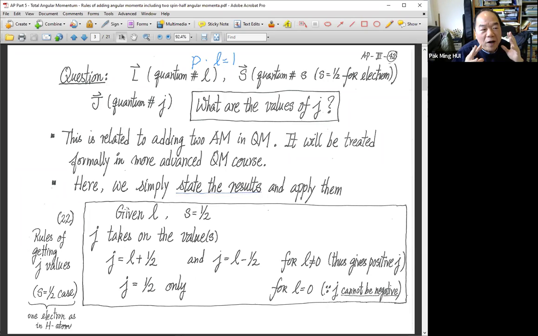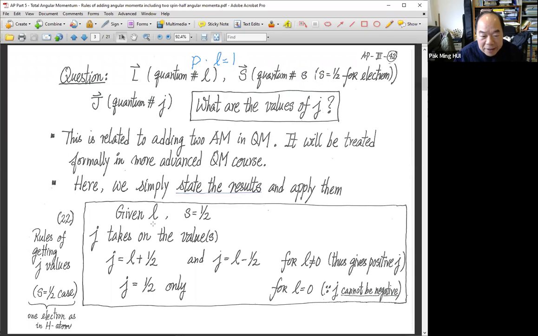But for our purpose of understanding atoms, molecules, and nuclei, we only need some rules, and here's the rule. So now, for one electron, S is always half. For a given state L, the possible J values are, if L is not 0, then it could be L plus half and L minus half. So it is like this number minus S, this number plus S, okay?